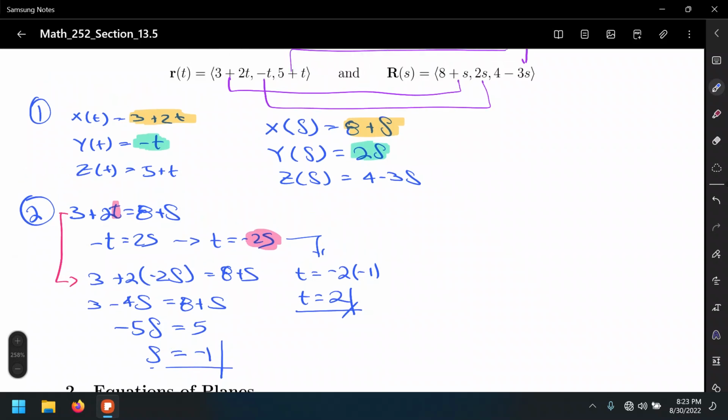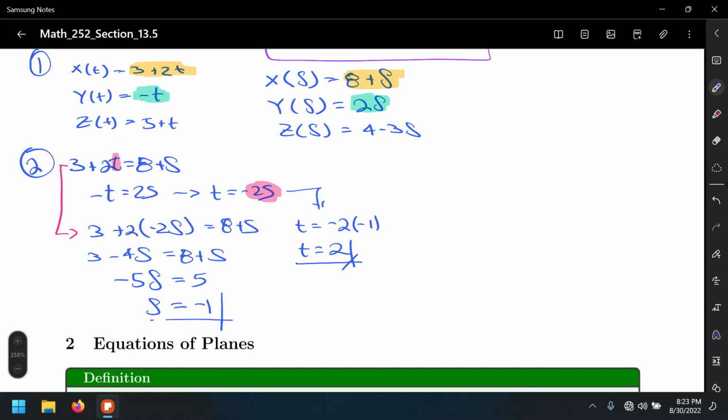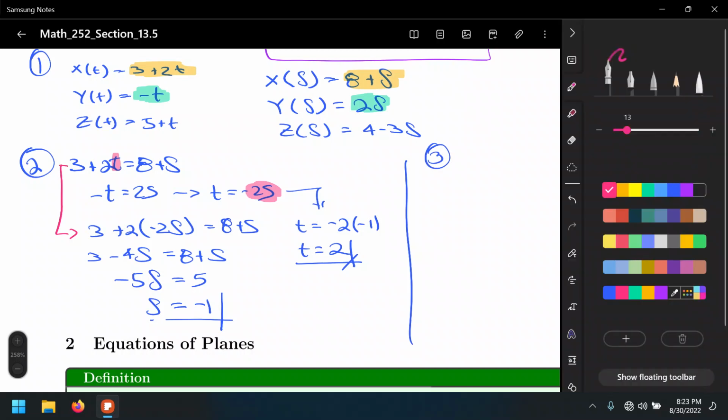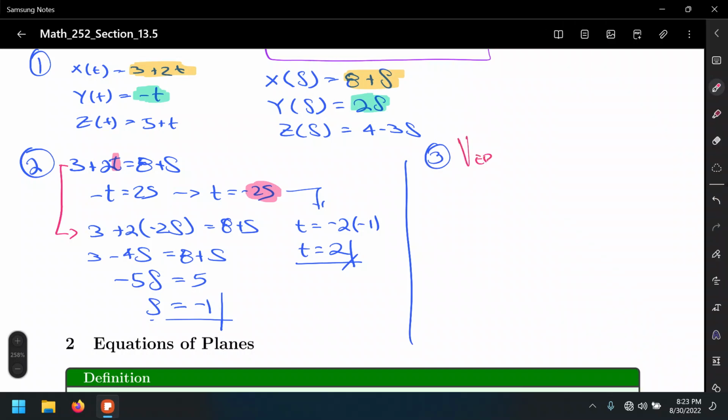Notice the z component for the first equation depends on t, while the z component of the second equation depends on s. So we need to verify with the corresponding values of s and t, so we can call it a point of intersection. So that's number 3. Verify.